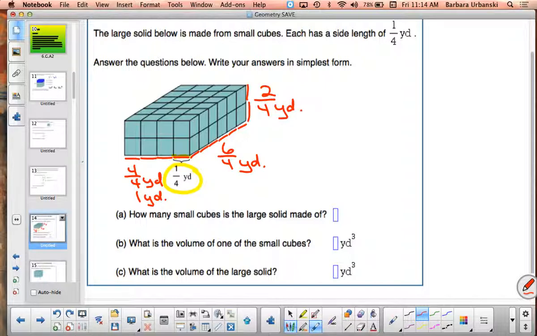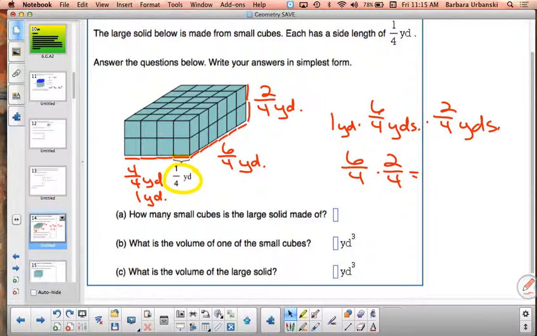Now, the formula says we take the area of the base and then we multiply it by how tall it is. Well, the area of the base would end up being, we've got 1 yard times 6/4 yards times 2/4 yards. Now again, you could have simplified it. I just left it alone. I don't have to worry about the 1 because it's not going to change the value, identity property of multiplication. So I really just have to worry about my 6/4 times my 2/4.